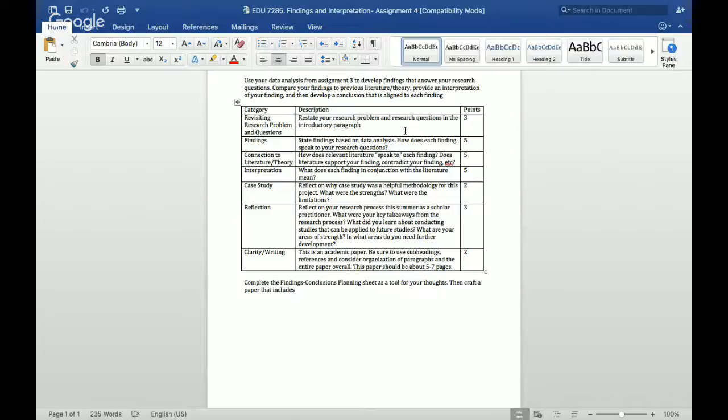And then after you've done that for all of your findings, you want to go back to this idea of case study. Think about why case study was a helpful methodology for the project. You want to go back to the definition of case study. We did a very small portion of a case study. If you were doing this as your dissertation, there would be much more data, many more pieces, many more voices in all of this. But given what you've done so far, begin to think about why this is a helpful method. Think about the strengths, think about the limitations. And then I want you to think about your process as a scholar practitioner this summer in the research process. What did you learn about yourself?